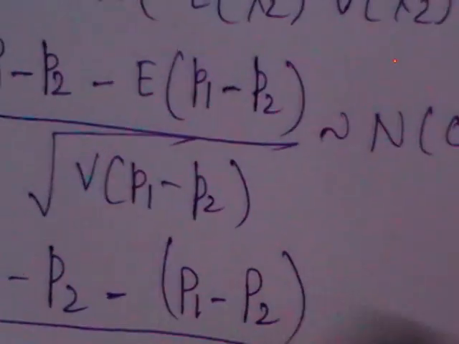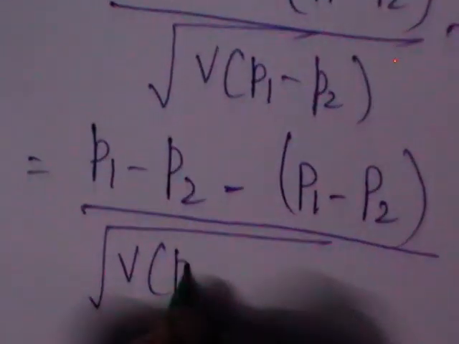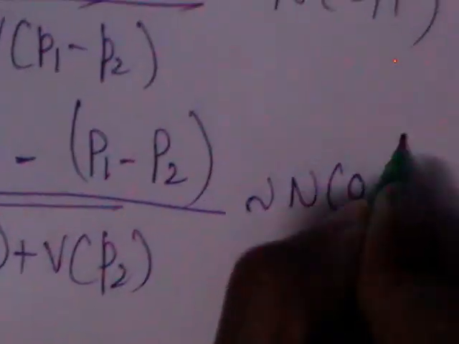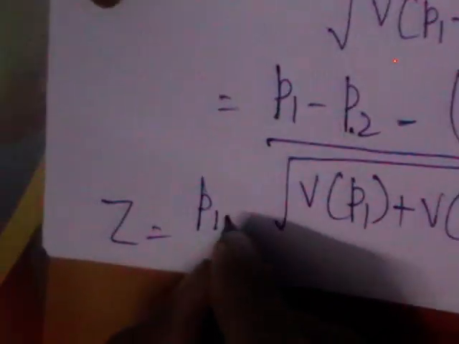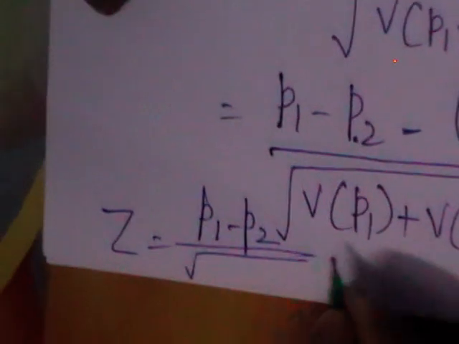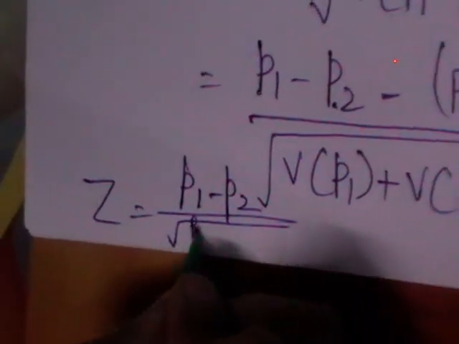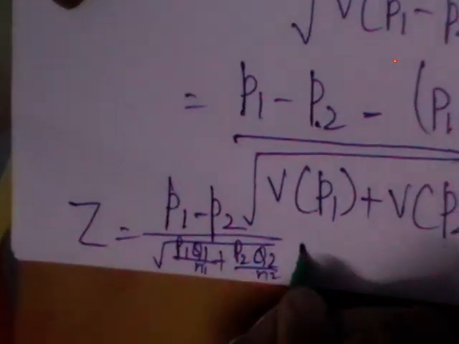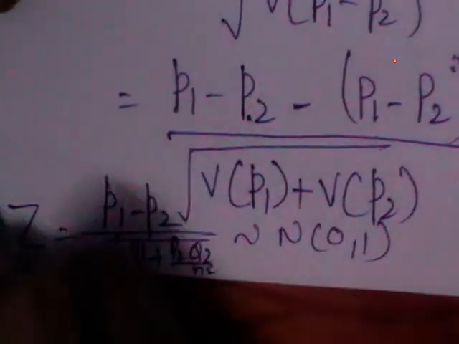So this is nothing but p1 minus p2 minus capital P1 minus capital P2, by root over variance of p1 plus variance of p2. You know this using your previous results. The term P1 minus P2 will be 0, as under H0 you are considering P1 equal to P2. So this entire term will be 0. What will be Z then? Z is equal to p1 minus p2 by root over P1 Q1 by n1 plus P2 Q2 by n2, which follows N(0,1). This is the test statistic.